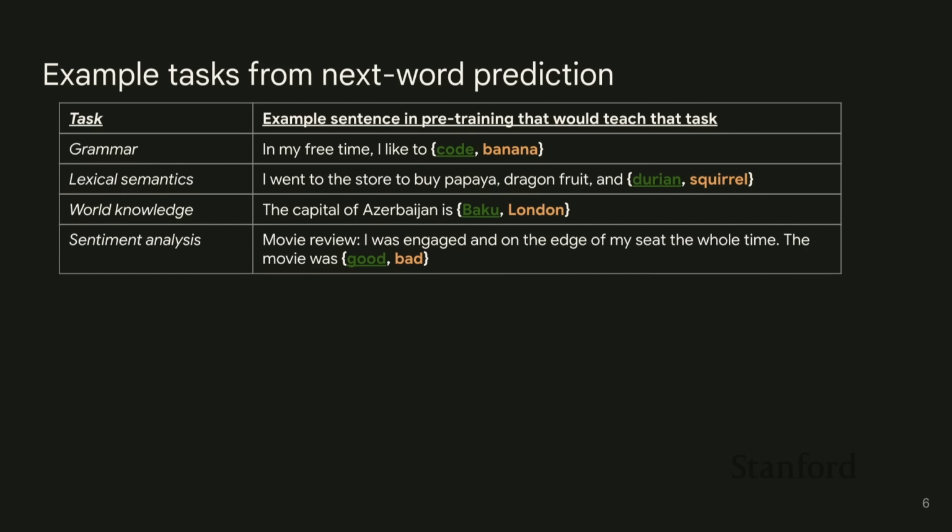You can learn traditional NLP tasks like sentiment analysis. So there'll be some sentence, "I was engaged on the edge of my seat the whole time, the movie was." And the language model looks like, okay, if these are the prior next words, the next word should probably be "good" and not "bad."